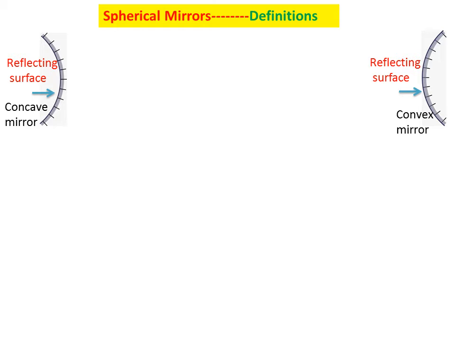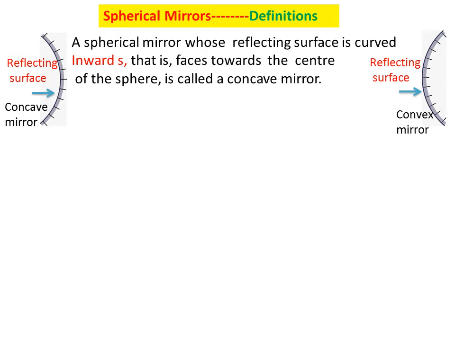Now, spherical mirrors are of two types. The reflecting surface of a spherical mirror may be curved inward or outward. The first one is the concave mirror. This one is our concave mirror. A spherical mirror whose reflecting surface is curved inwards like this, that is, faces towards the center of the sphere, is called a concave mirror.